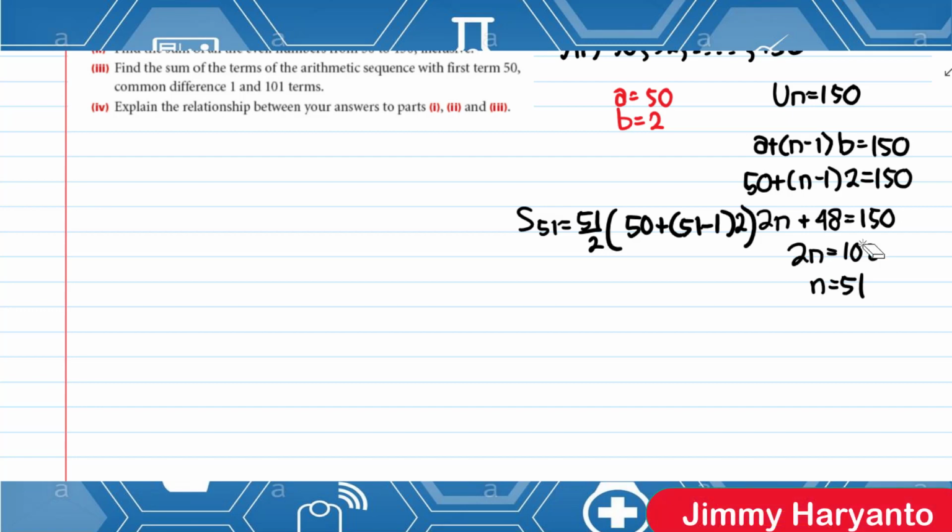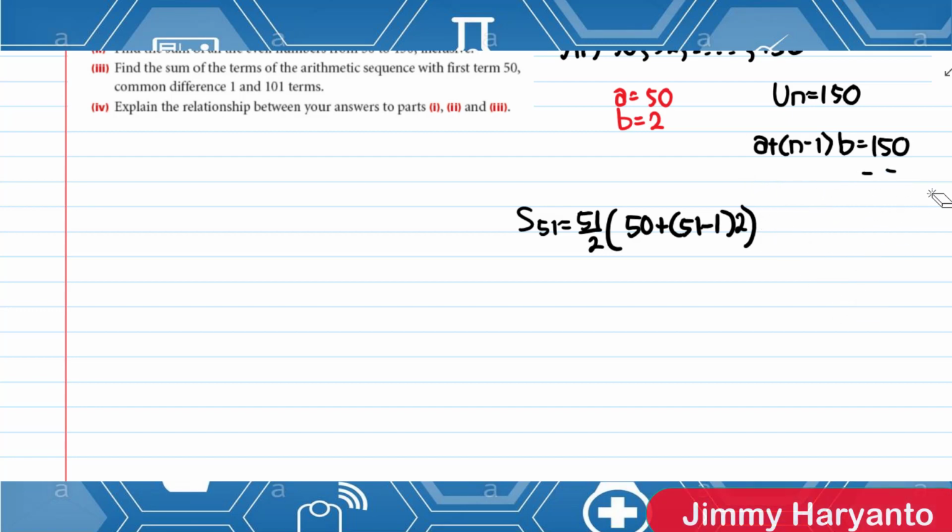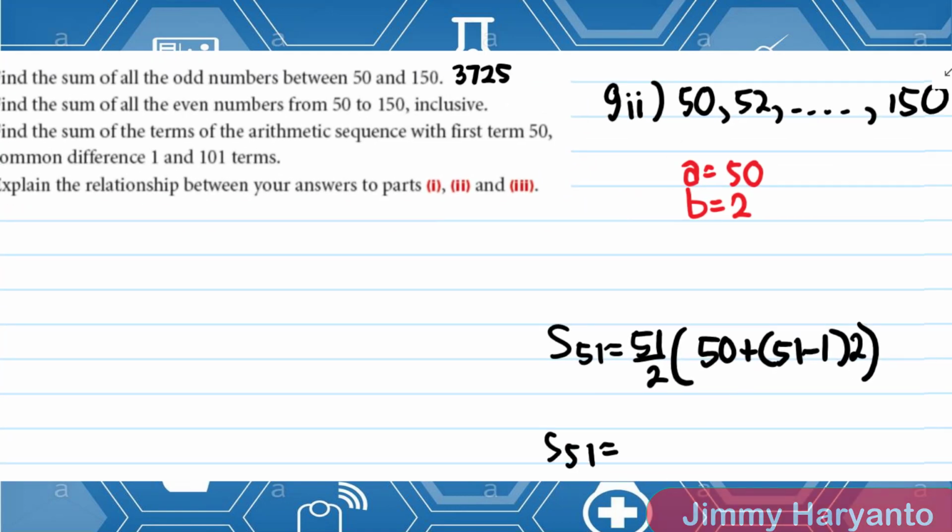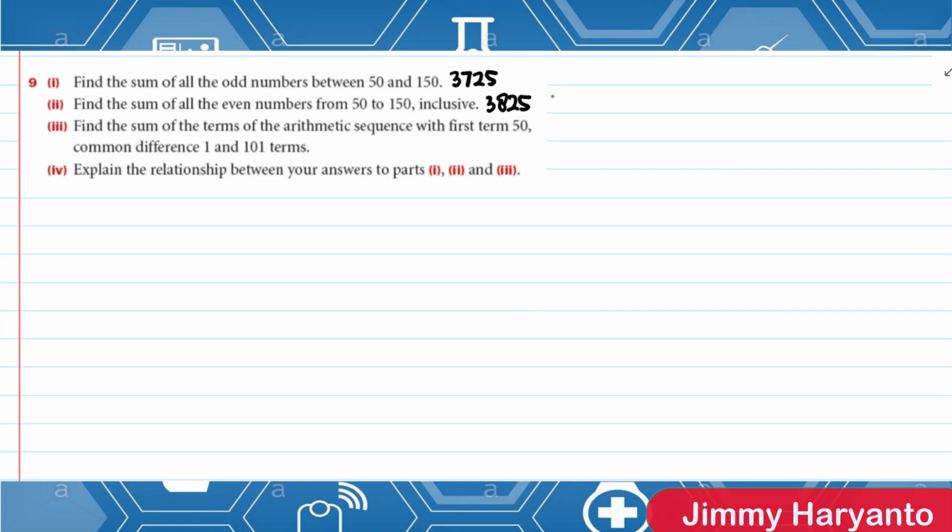Wait a minute, let me erase this first. Okay, so after we got n equals 51, we can find the S51, yeah. Equals 51 divided by 2 times 50 plus 50 times 2. Okay, 3825.